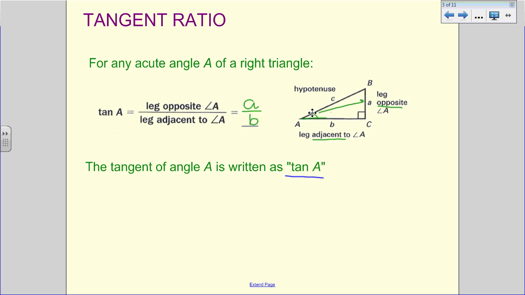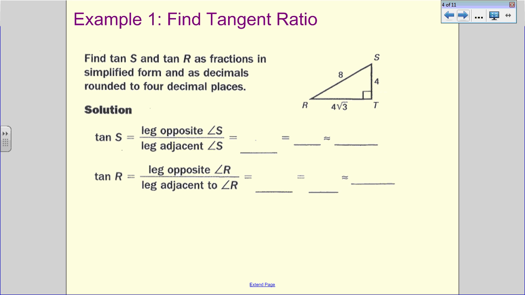So our first example is we want to find the tangent of two angles in there. We want to write them as fractions in simplified form and as decimals. So we're going to look at angle S. So tan S means to look at angle S, and we're going to look at the side opposite. We're going to go across from that, and that's been labeled with 4 square root of 3, and then we need to go to the side that's adjacent to it. Notice we talked about legs. We're not even looking at 8 because 8 is the hypotenuse of the right triangle. So we're only focused on these two sides when we're talking about tangent. So 4 square root of 3 over 4. This is just square root of 3. And we're going to simplify that.